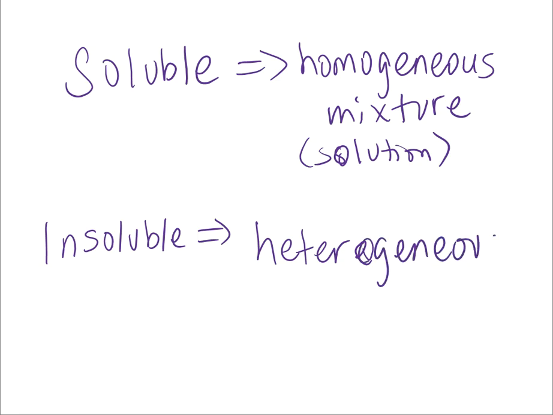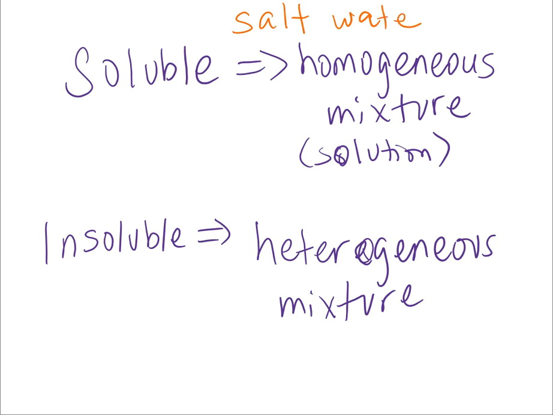Recall, with a heterogeneous mixture, you have two or more pure substances that are physically combined, but there's no uniform composition. So for examples of soluble and insoluble, you could think about salt water. When you add a small amount of salt in water, it looks like water, but the salt has dissolved. So you have something that is soluble, or able to dissolve, inside of water.